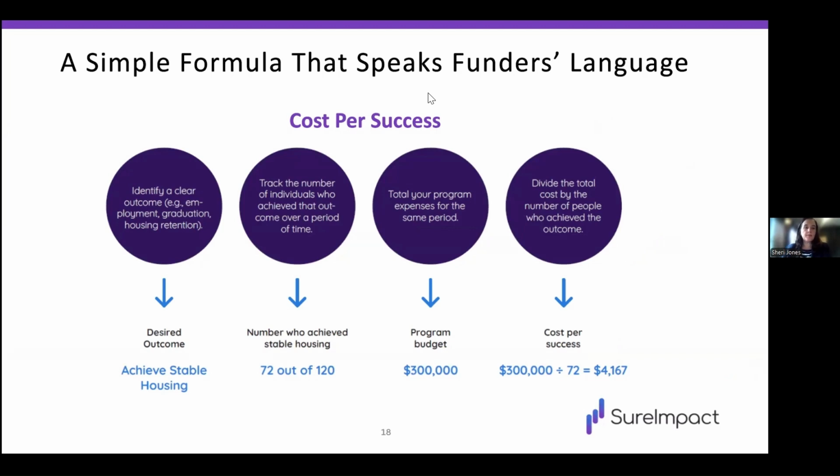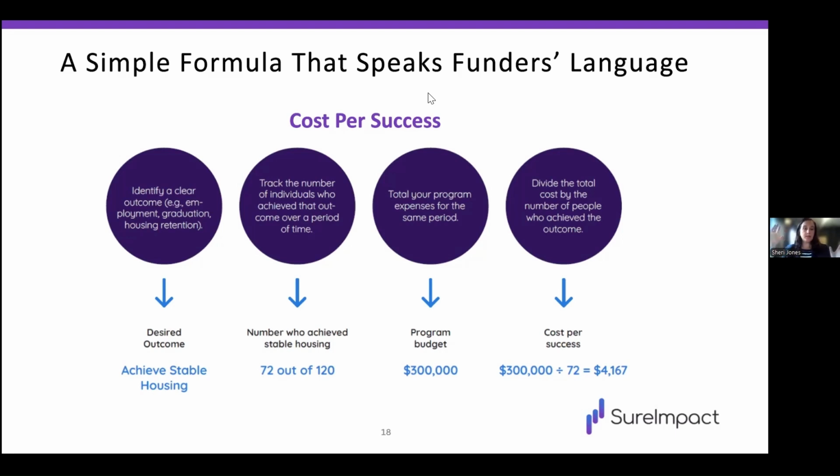really buying. So the first thing we need is that desired outcome. Whatever that outcome is for your nonprofit, it needs to be a clear outcome on how people are better off. So let's take stable housing, for example. Let's say that's our desired outcome. The next thing we need is how many individuals achieve that outcome.